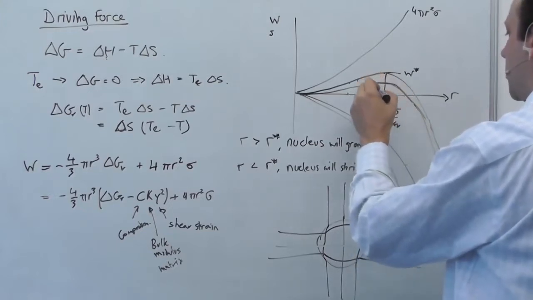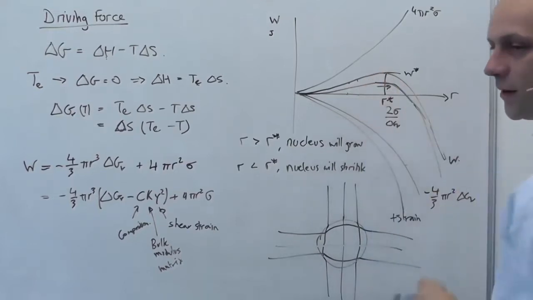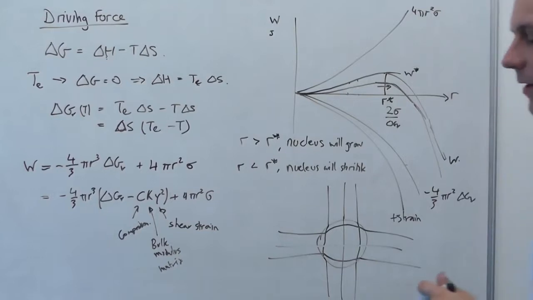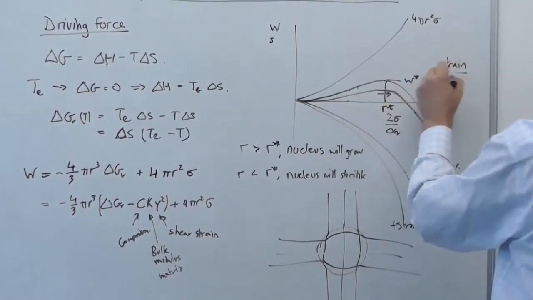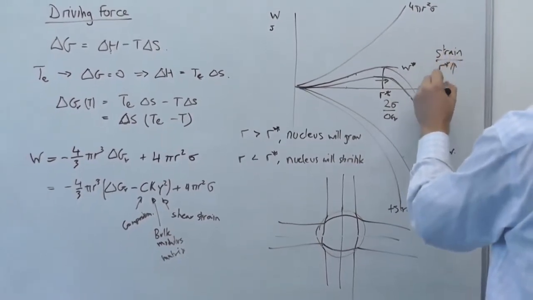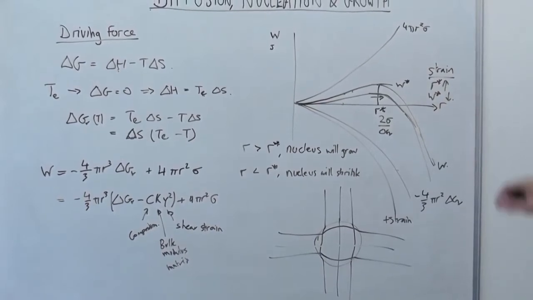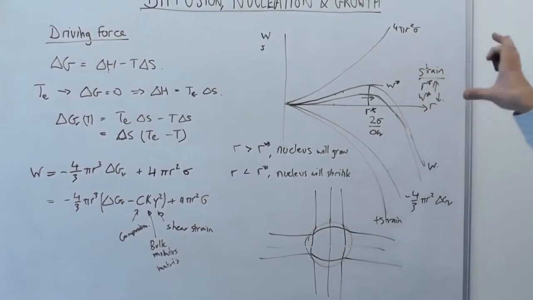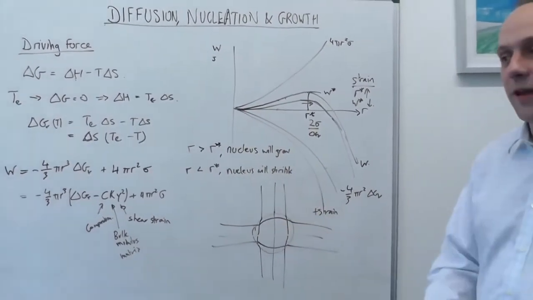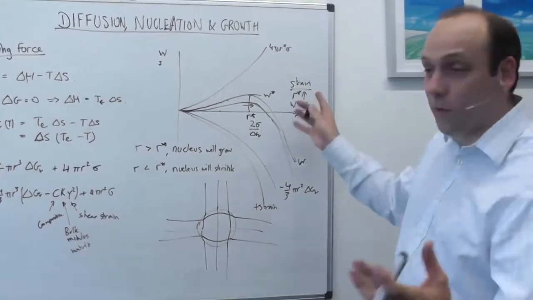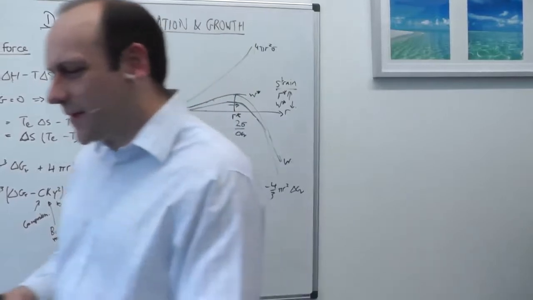So it's going to push R star bigger and push W star down. So that effective strain will be to make R star go up and W star go down. And that will be another thing that makes nucleation harder. So with this shear strain, you would need to have some supercooling to be able to nucleate at all, even from a very small particle. So that's the effective strain.